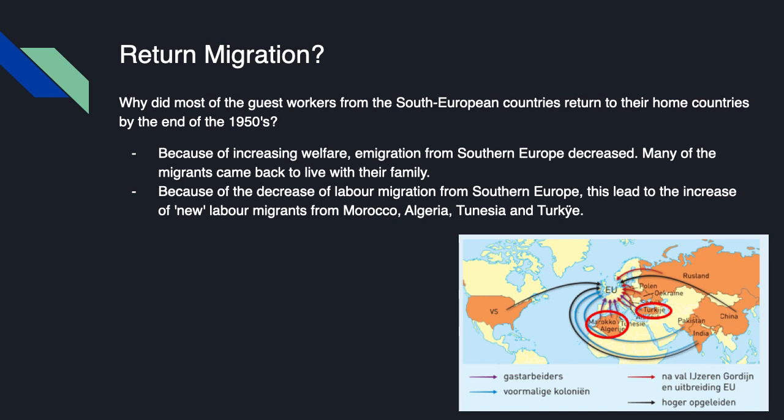So they didn't have the need anymore to move to other countries in Europe because of their work, because they could earn the same amount of money in their home country. And of course, because of the decrease of labour migration from Southern Europe, this led to the increase of new labour migrants from Morocco, Algeria, Tunisia and Turkey. So that means that a lot of people moved to European countries after the Spanish and Portuguese and the Greek people moved back to their home countries.